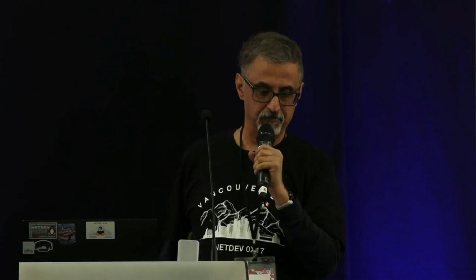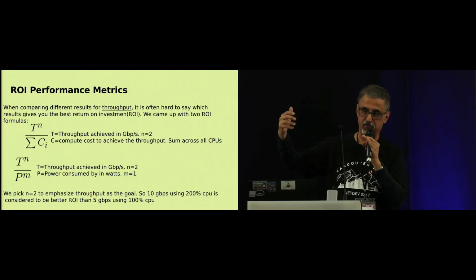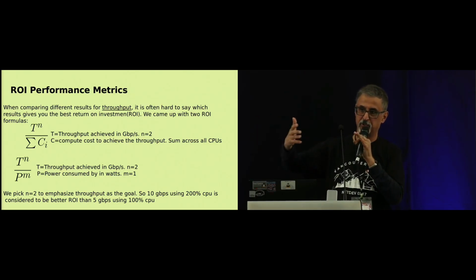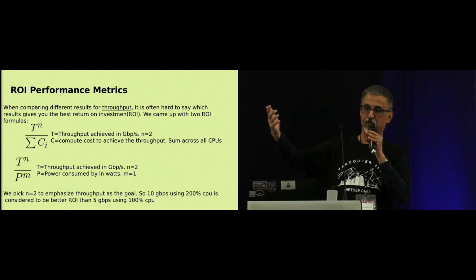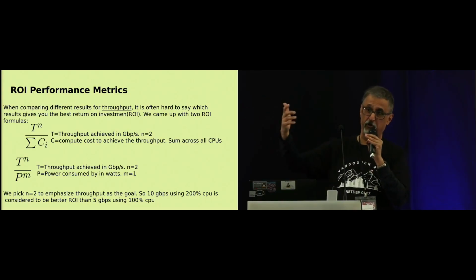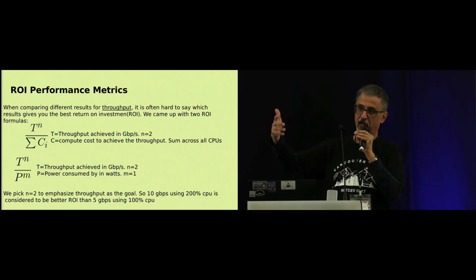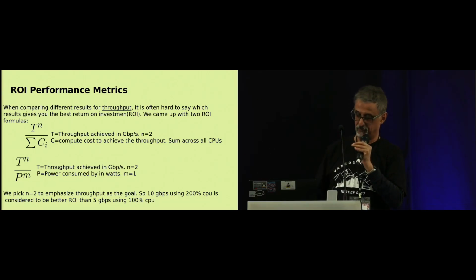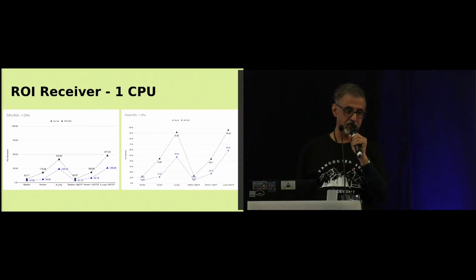It's a black box. And the reason we use n equal to 2 is that, let's say you have 10 gigabits and you consume 200% CPU, versus you got 5 gigabits, but you consumed 100% CPU. Which one is better, right? You can't just say the 10 gigabits is better because I got 10 gigabits. It could be, if that's what you care about and don't care about CPU or power.